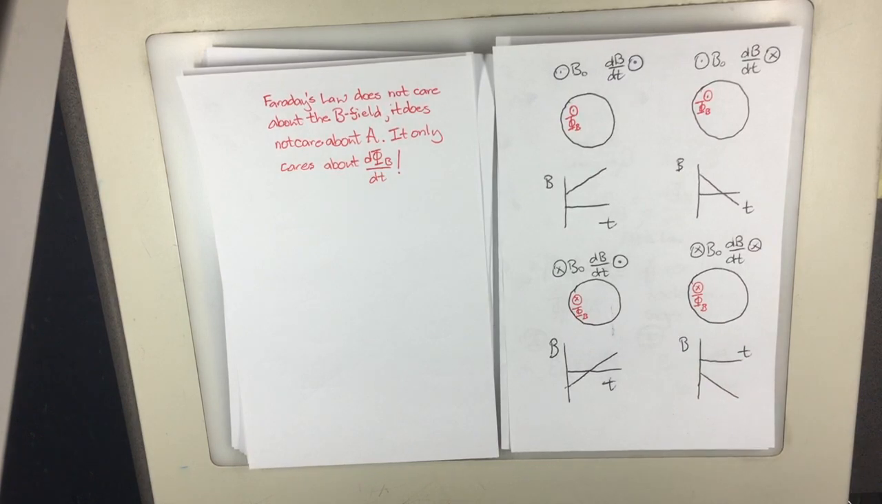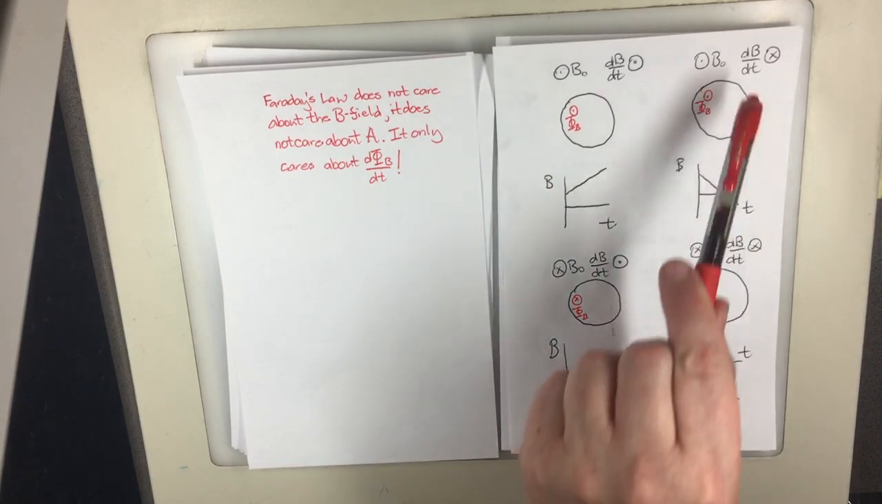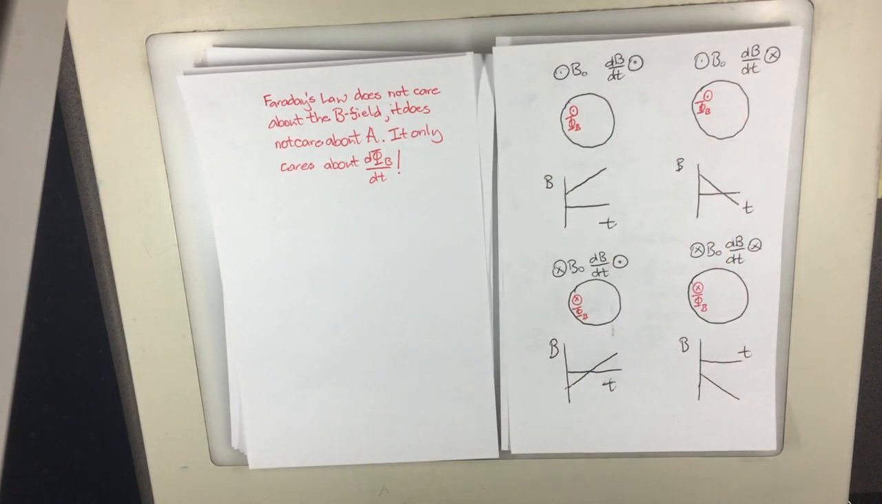So the flux on the top two are out initially, the flux on the bottom two are in initially. These two would eventually flip their signs because the dB/dt is in the opposite direction.